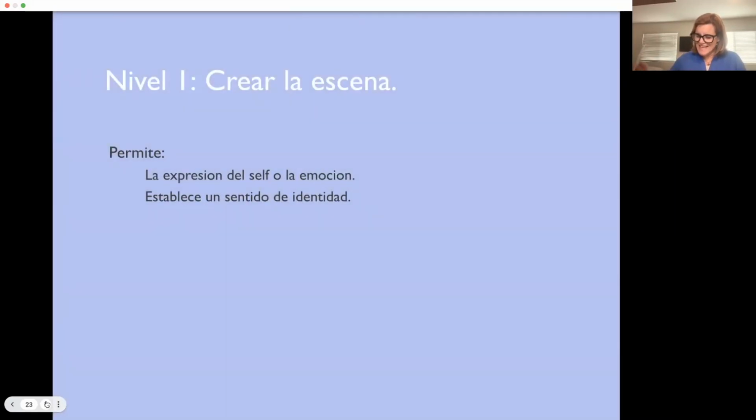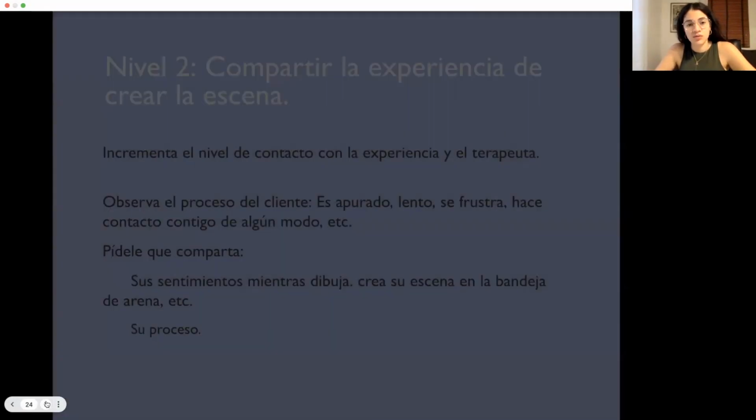So the first thing is make the scene or choose an image. That is something where they make a choice. They're in contact with you as the therapist. And sometimes that's all you get to with a child.